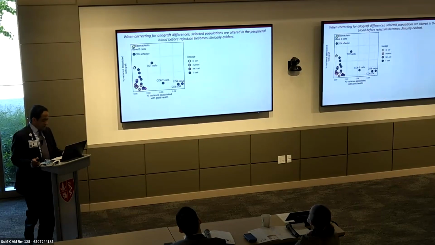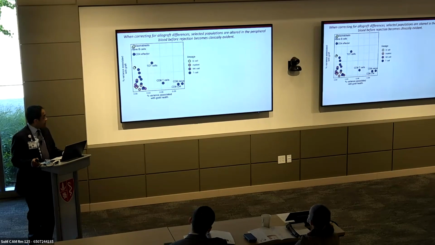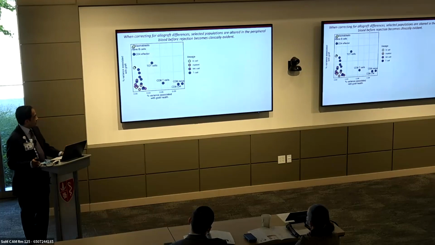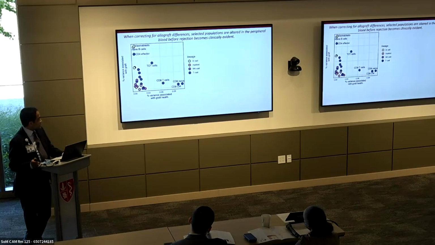But when we correct for the influence of allograft on immune profile, we made a couple of other interesting observations. The x-axis on this plot shows how different population abundance is based on graft health. Those populations on the right of the plot have the greatest difference in abundance between stable and rejecting patients. So specifically, I'm focusing on the TOT cells, the CD8 central memory cells, the CD8 naive cells, and then the overall CD8 T cells that are not labeled by any of our other terminal gates.